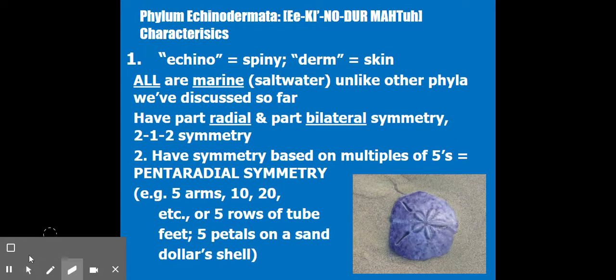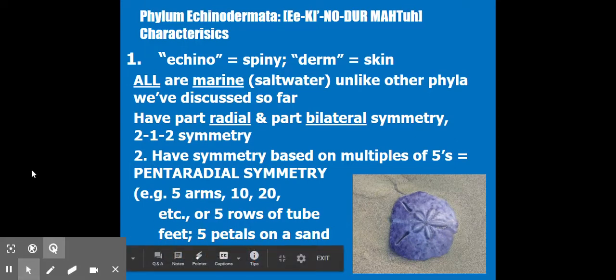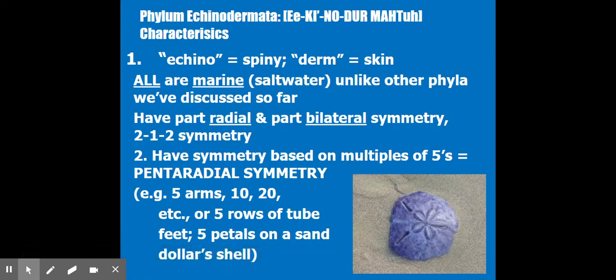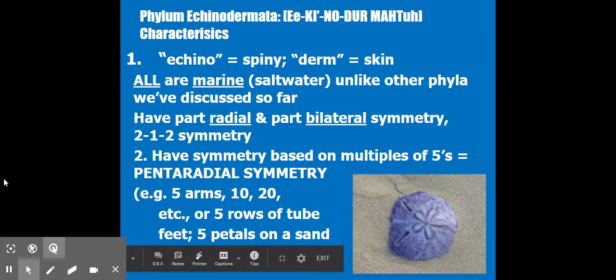There's always a couple of exceptions to the rule. So if you think of something like a sea star, there are a few that have a mutation and have four arms or six arms or seven. But generally speaking, that species has five arms. Something like a sunflower star has many, many arms, and they're typically in multiples of five. So pentaradial symmetry in general for our echinoderms.